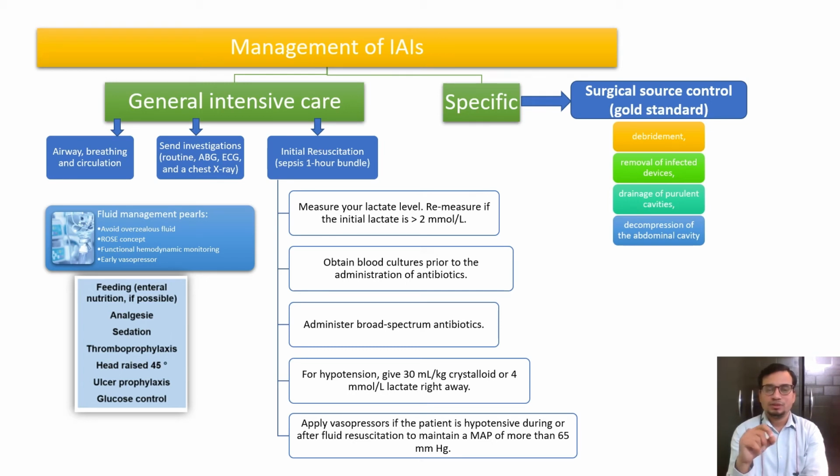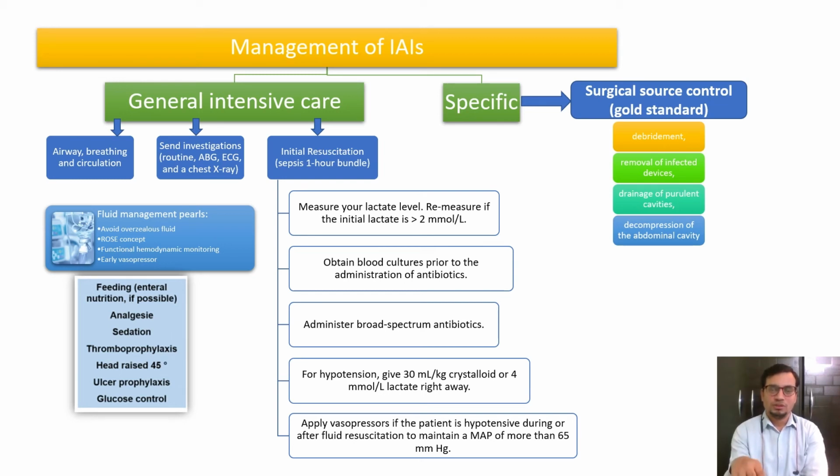Then you have to give analgesia and sedation as needed. Thromboprophylaxis, head end elevation, ulcer prophylaxis, glucose control. All those are parts of general critical care. Then come back to specific critical care, or definitive management of intra-abdominal infection, which is nothing but source control and antibiotics. You must give specific antibiotics after getting appropriate culture reports, and you have to do source control.